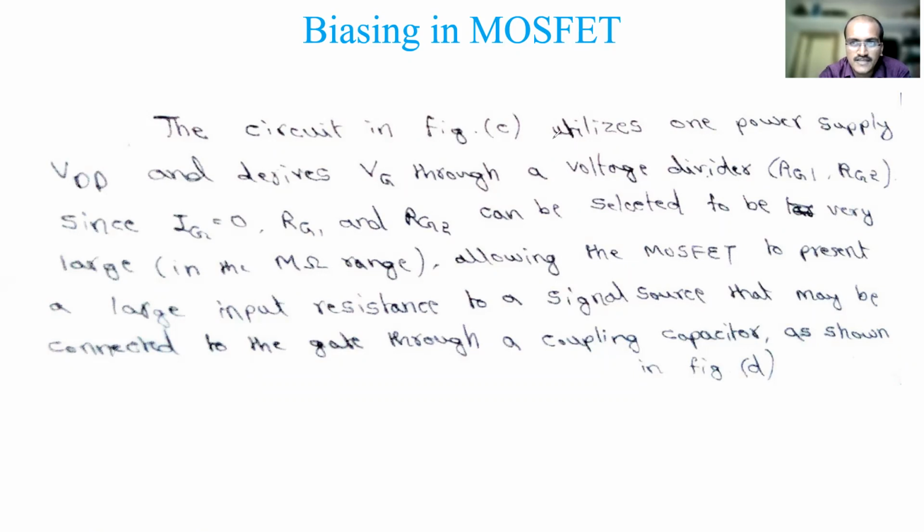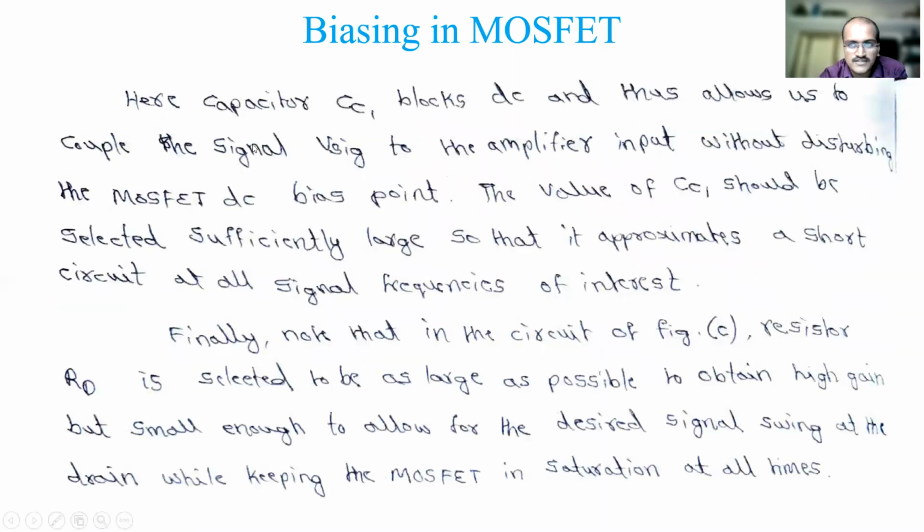Now if you see its equations, it may not be clear to you in the scanning, okay. So what the capacitor will do here is it will block the DC component. Capacitor CC1 blocks DC and thus allows us to couple the signal to the amplifier input without disturbing the MOSFET DC bias point. Okay, so once you have established the MOSFET working stage, there should not be any instability in ID, and it should not vary your amplifier.